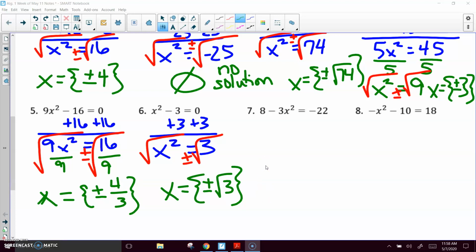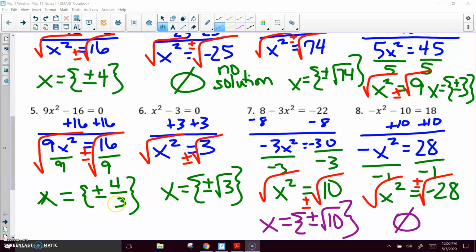Select pause to work through 7 and 8. Remember, step 1 is to always get the x squared by itself. Compare your answers for questions 7 and 8.